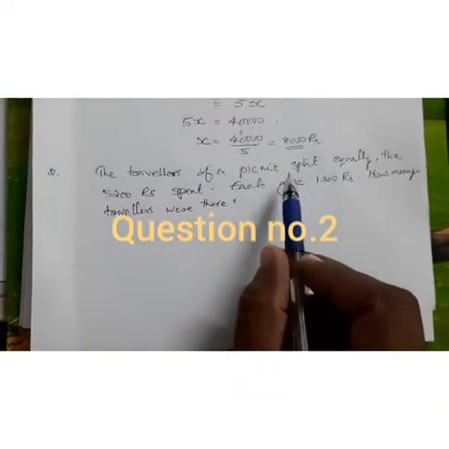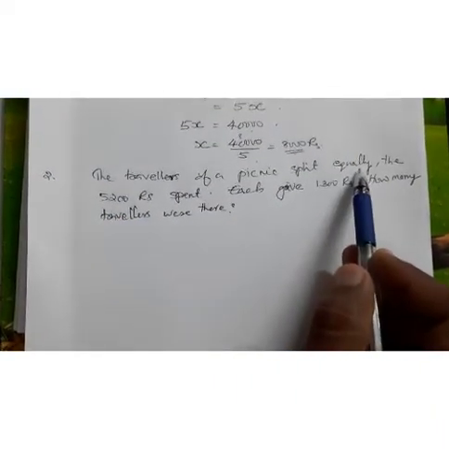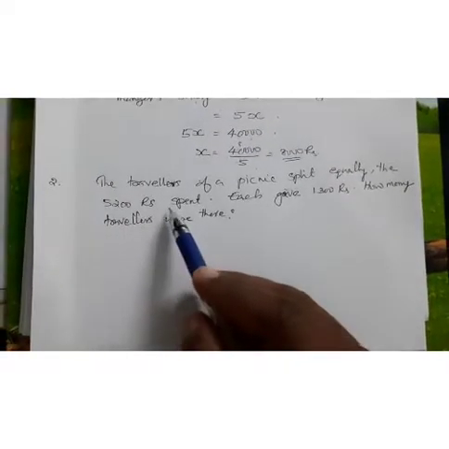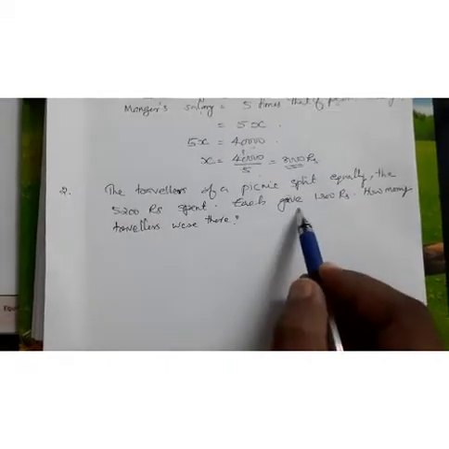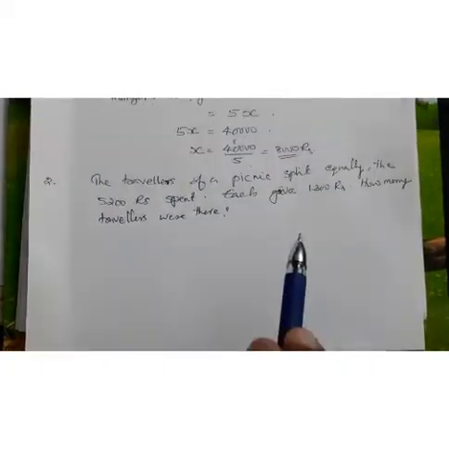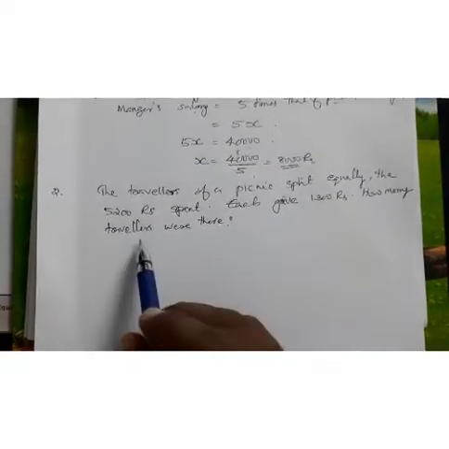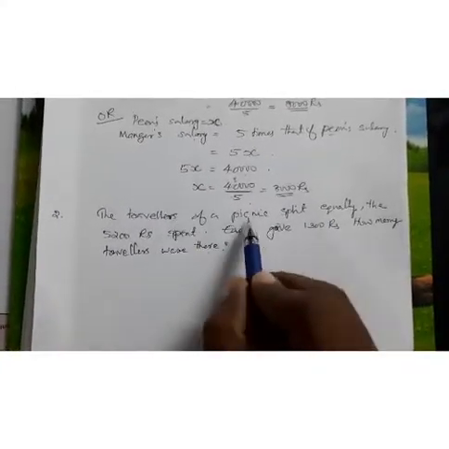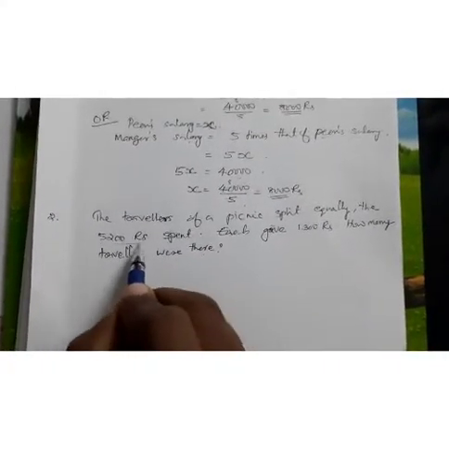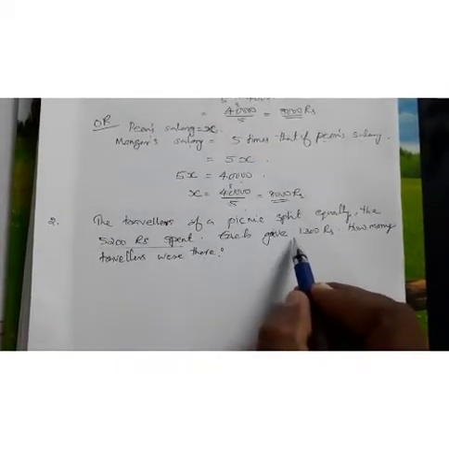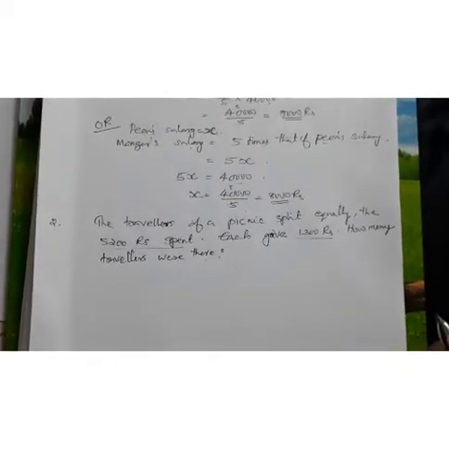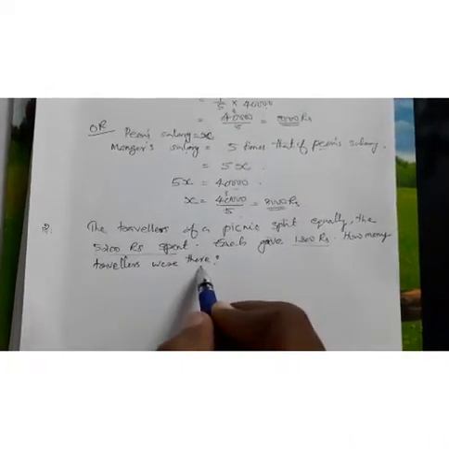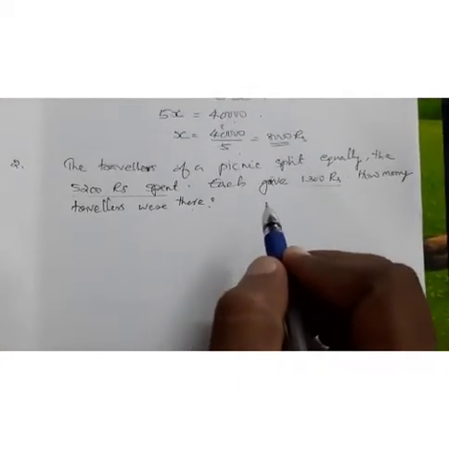The travelers of a picnic split the expense equally. The 5,200 rupees spent, each gave 1,300. How many travelers were there? So the total expense of the picnic is 5,200. Each gave 1,300. The number of travelers you have to find out.